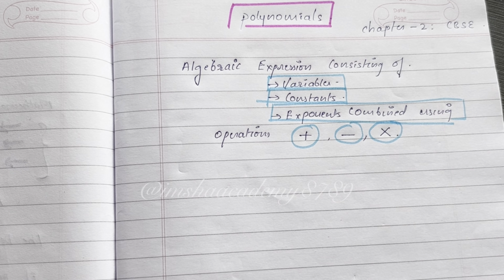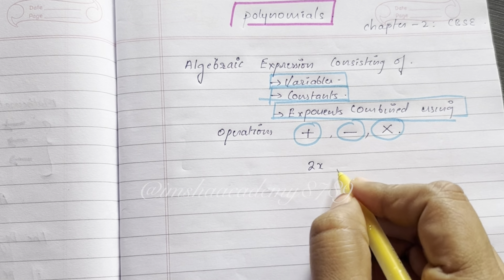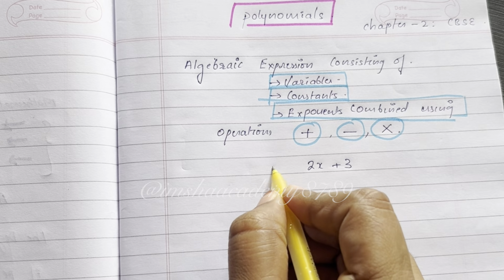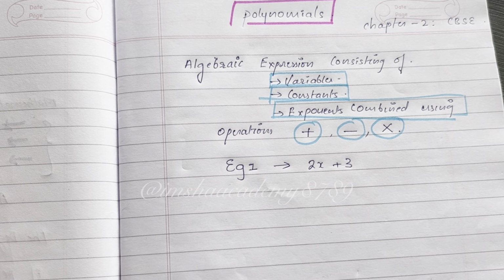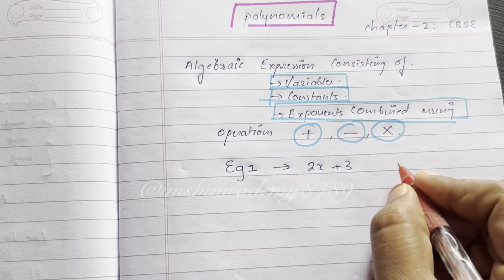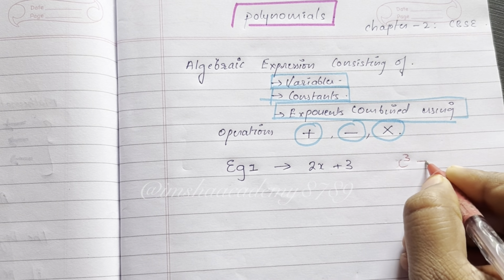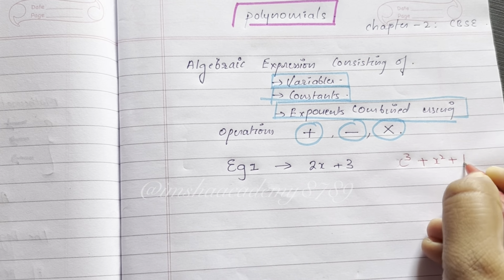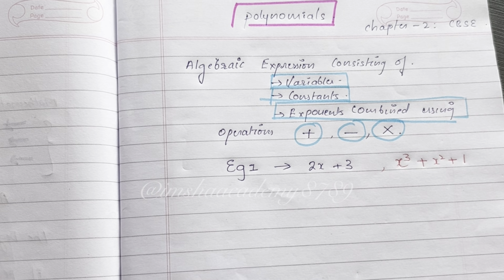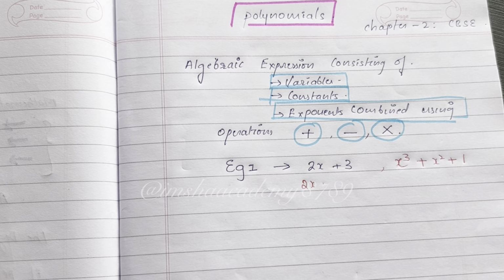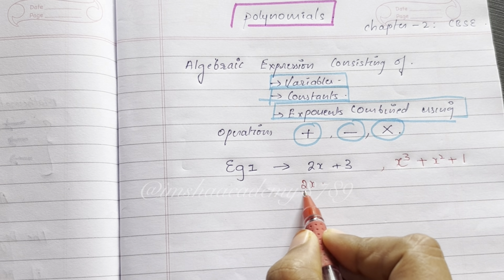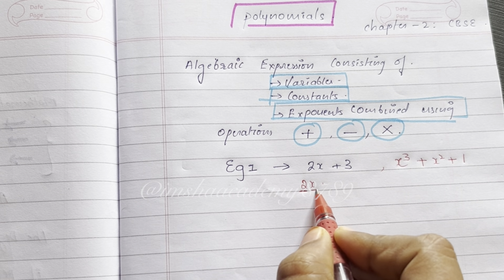Let me give you an example of a polynomial. So 2x plus 3. This is one example of a polynomial. Example 1. Similarly, 2x cube plus x square plus 1. This is also an example of a polynomial. 2x is also a polynomial because we have a constant and we have a variable.